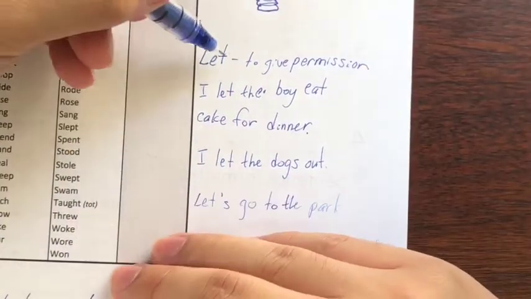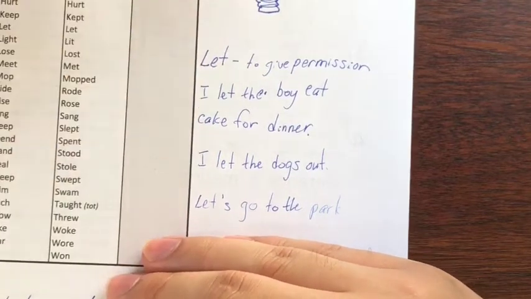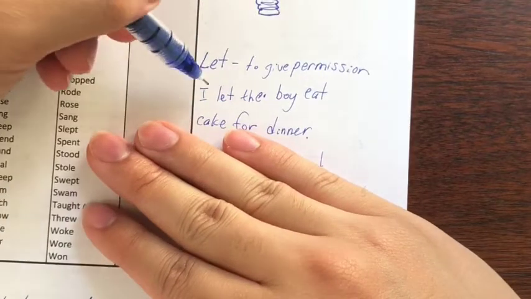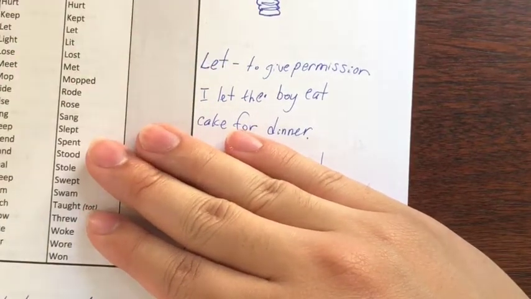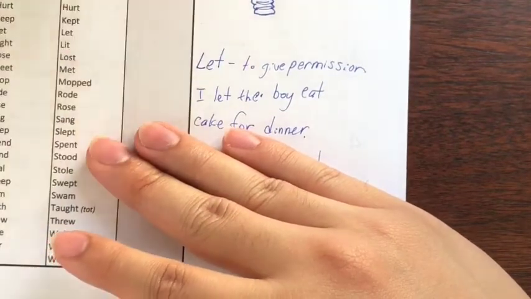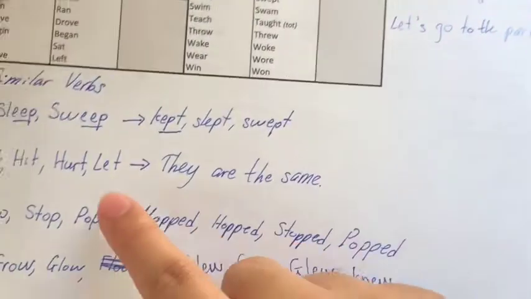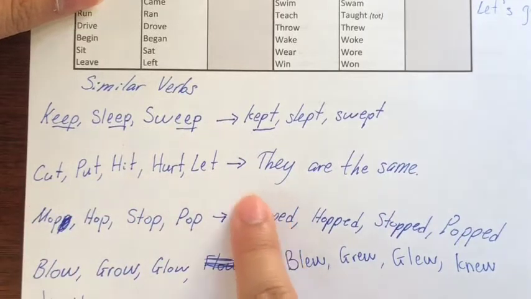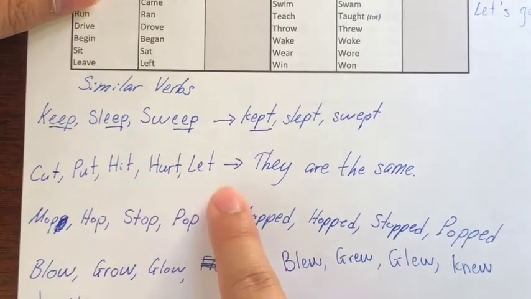So let can mean to give permission. So I let the boys eat cake for dinner. This is in the past or in the present, we don't know. It's the same word. We don't change it. It means to give permission. And all of these words are the same in the past and the present tense.